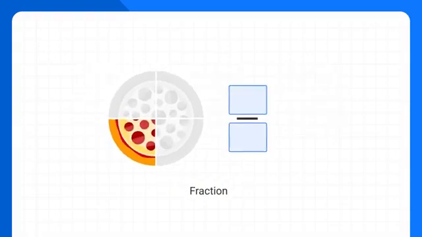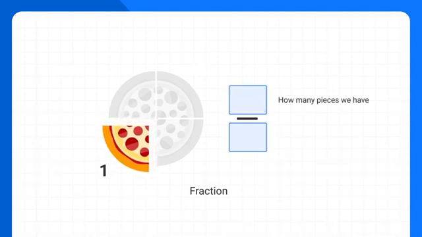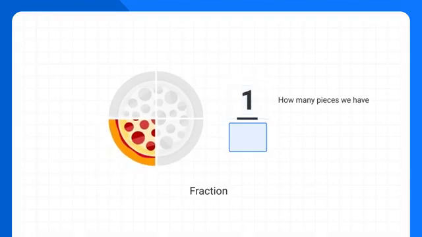Fractions have 2 parts, a number on top and a number on the bottom. The number on top tells us how many pieces we have. Let's look at our pizza. We only have this one piece of pizza. So the top number of our fraction should be a 1.